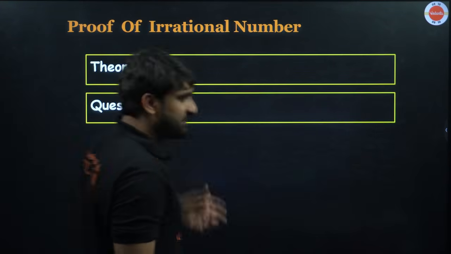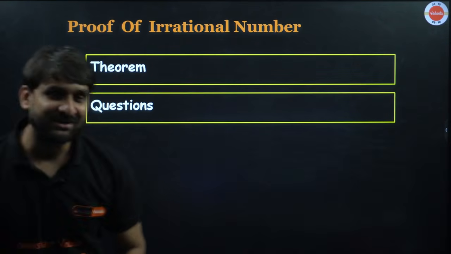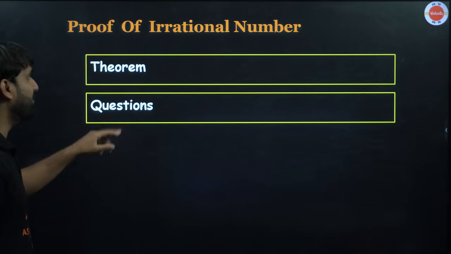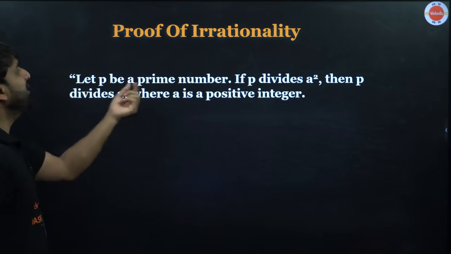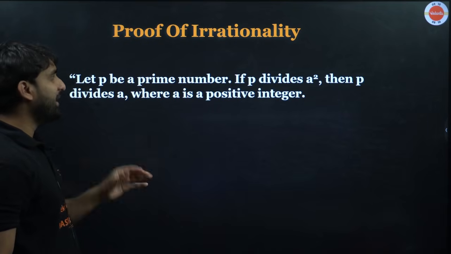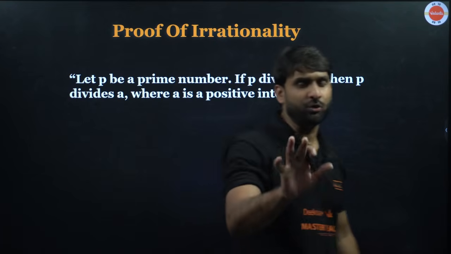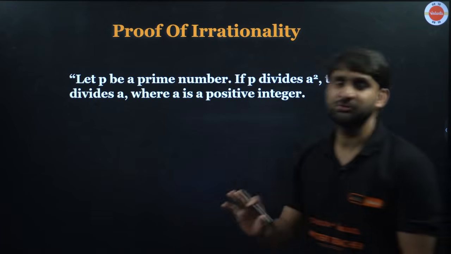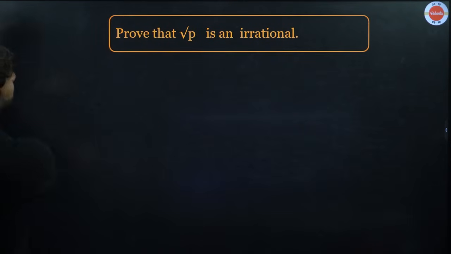Okay, now the last topic of this chapter is proof of irrationality. Very important theorem and question. So proof of irrationality means what? Let P be a prime number. If P divides A square, then P divides A, where A is a positive integer. So don't worry, I'll be explaining this topic in a very simple way. Listen. So look at the first question.